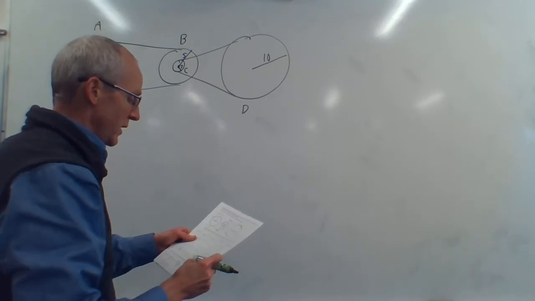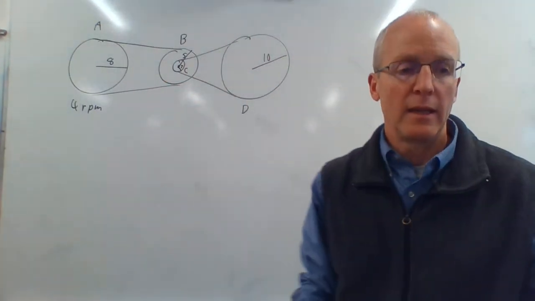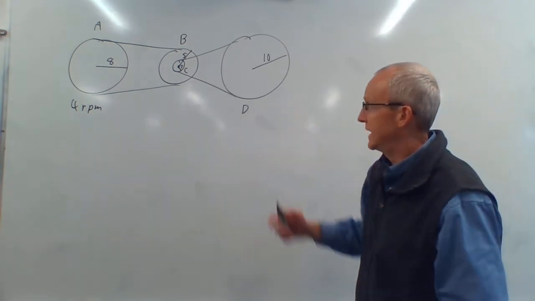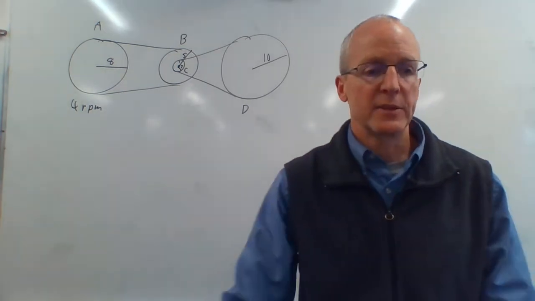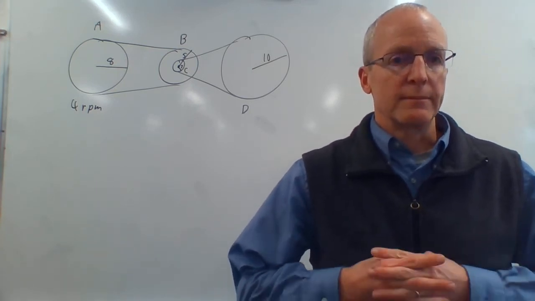And we want to know what wheel D does in radians per second. What's omega of D? And I said radians per second to keep it interesting. So we're given RPMs, we got to change to radians per second.